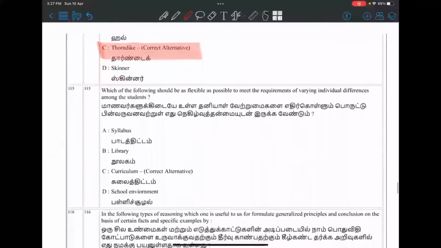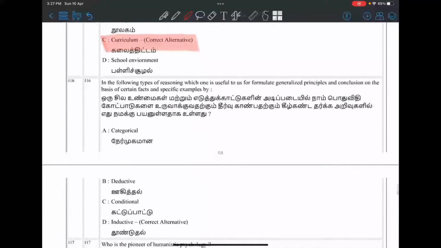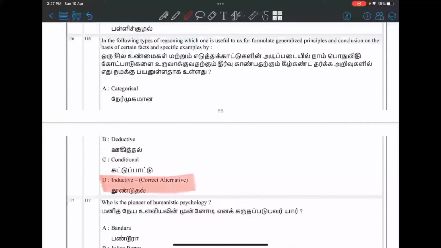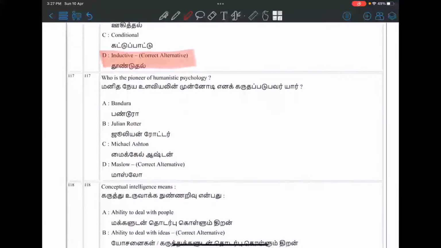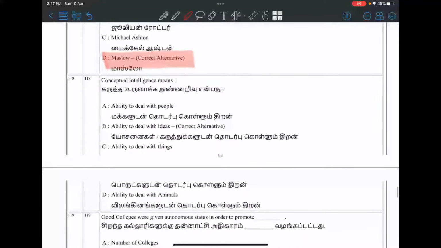Which of the following should be as flexible as possible to meet the requirements of varying individual differences among the students? Curriculum. Which type of reasoning is useful for formulating generalized principles and conclusions on the basis of certain facts and specific examples? Inductive. Who is the pioneer of humanistic psychology? Maslow. Conceptual intelligence means the ability to deal with ideas.